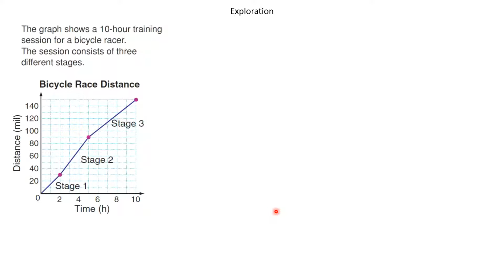The graph shows a 10-hour training session for a bicycle racer. The session consists of 3 different stages. And then we have time as our x-axis, distance as our y-axis. We have stage 1, stage 2, and stage 3. All of these are straight lines, so there's nothing weird where it's a curve, but we just can't see the curve. And so the questions, 1, write a verbal description of the training session.